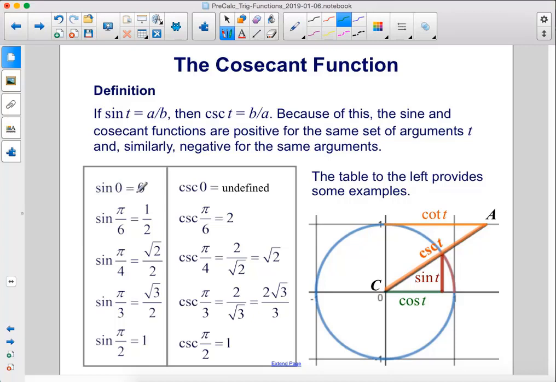Sine 0 equals 0 over 1. Therefore, cosecant 0 is undefined because that would be 1 over 0. So you can see that they're just reciprocals. Sine pi over 6 is 1 over 2. Therefore, cosecant pi over 6 is 2 over 1, and so on.